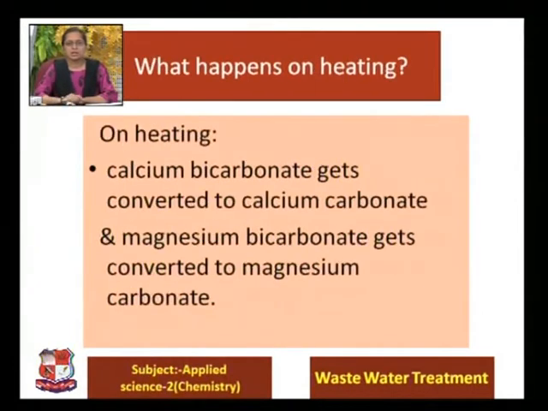Let us try to see what happens on heating. Whenever you are heating or boiling the water, what happens? Your calcium bicarbonate gets converted to calcium carbonate and your magnesium bicarbonate gets converted to magnesium carbonate. This is the conversion that takes place when you are heating the hard water.